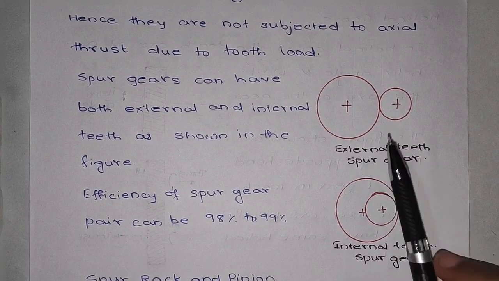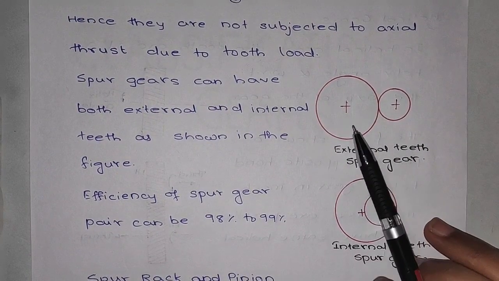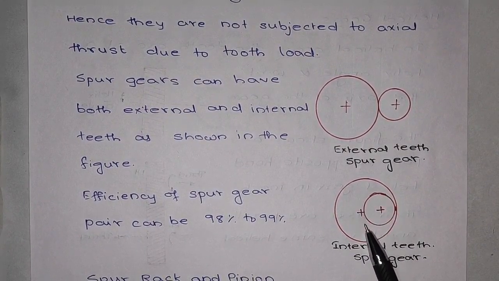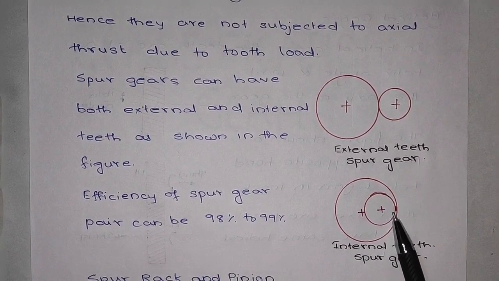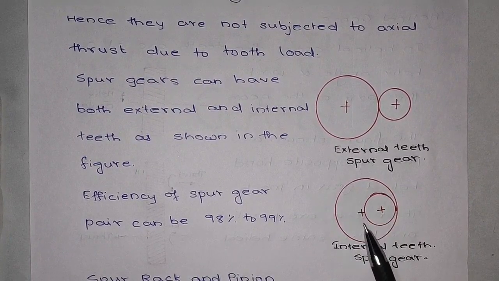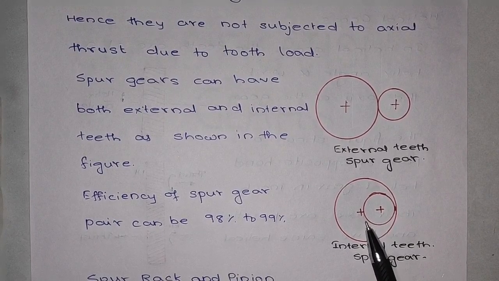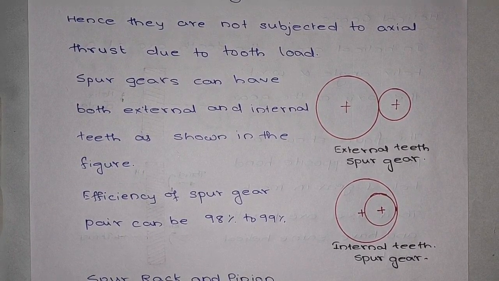This is the spur gear with external teeth on the pinion and external teeth on the gear. Whereas here we have the spur gear with internal teeth. There are external teeth on the pinion, but on the gear we have internal teeth, and the pinion meshes internally with the gear, and this forms the internal gear teeth spur gear. The efficiency of this particular gear pair is around 98% to 99%. So this is about spur gears.